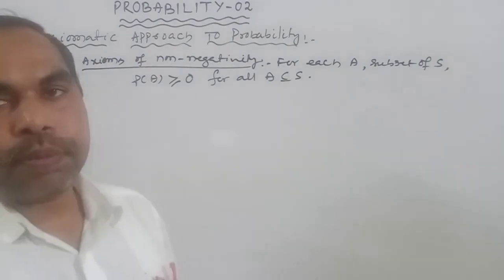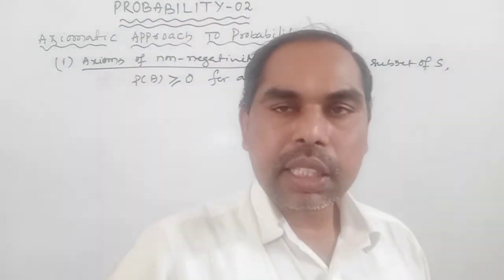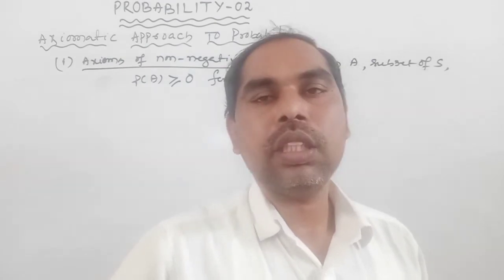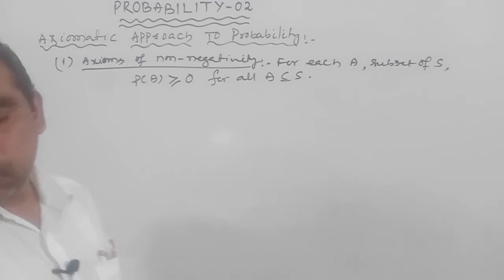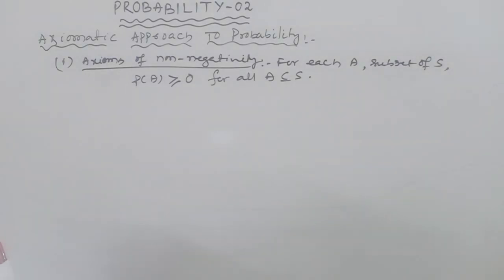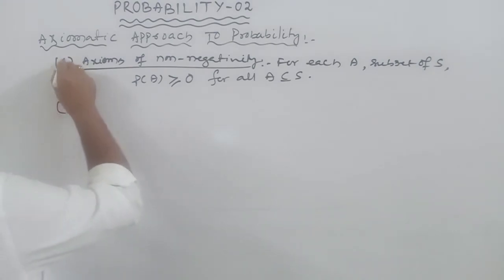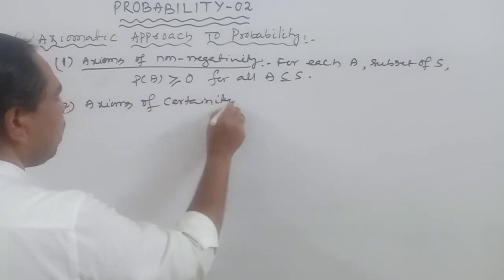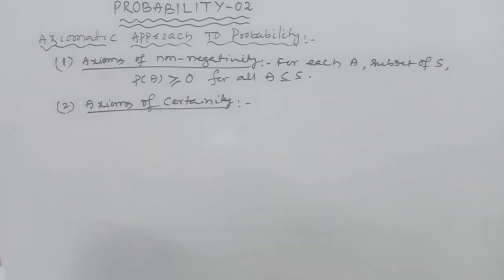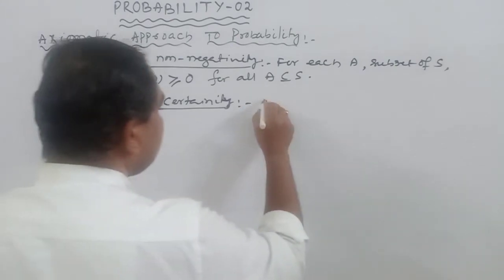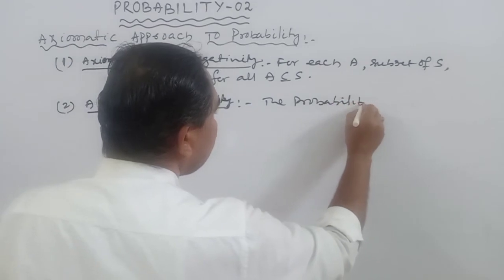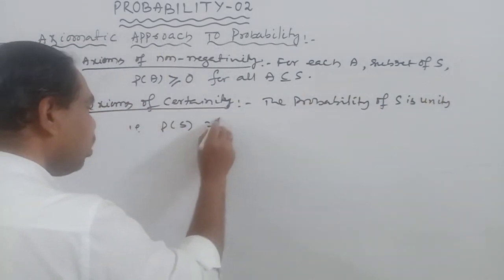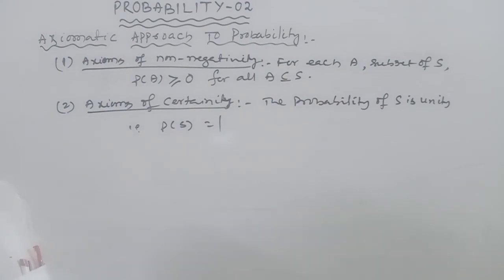So whatever event A is, its probability is always greater than or equal to 0, that is never negative, a non-negative value. Okay, next property, the second property, axiom of certainty. The probability of S is unity, that is P of S is equal to 1.